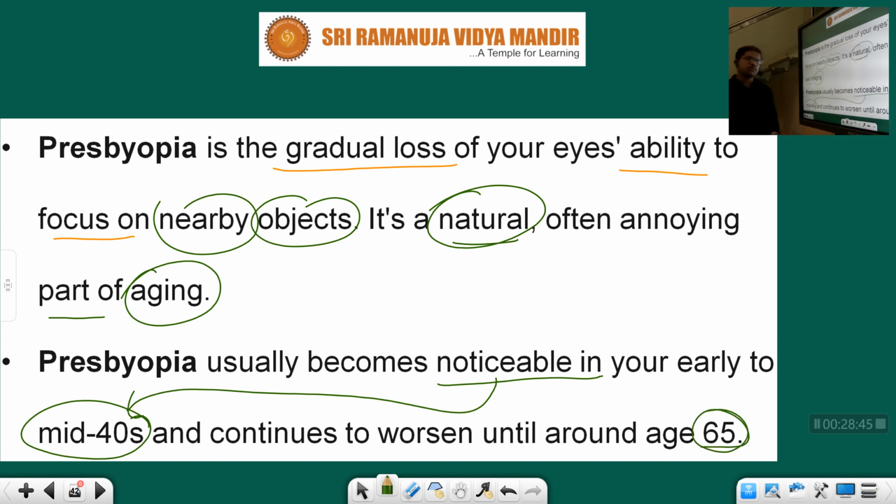Means in the early 40s we might have noticed that one, but it becomes gradually more after reaching that age around 65, which we consider old age. This one is middle age, children, that one is old age. When that person reaches old age, obviously a complete defect will be there; up to here it is partial. It becomes worse until around age 65.